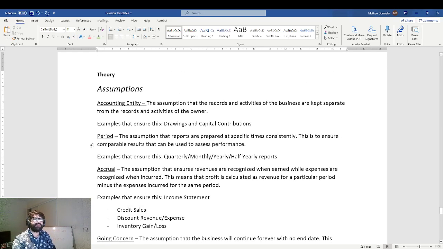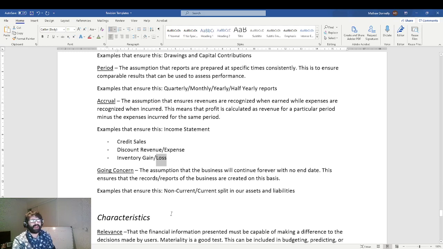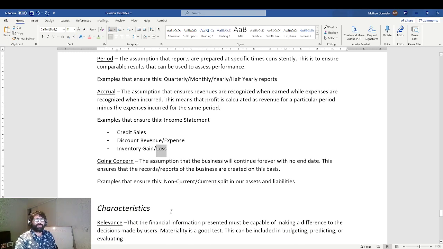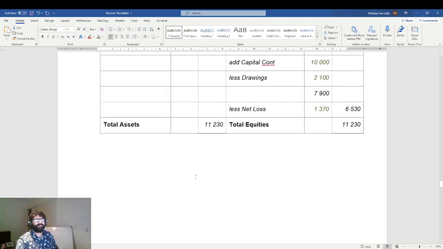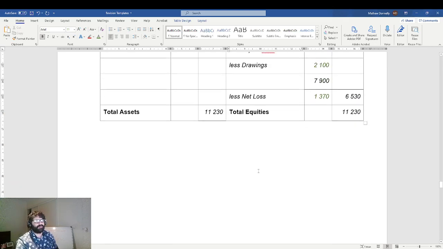So you can see that we've all looked at these. We've looked at the monthly report in this example. We looked at both drawings and capital contribution. We did an income statement and we had credit sales and inventory loss. So we had all those. You've seen those. You've got the going concern, and that's the non-current, current split in our assets and liabilities. Again, evidence here: current asset, non-current asset, current liability, non-current liability.